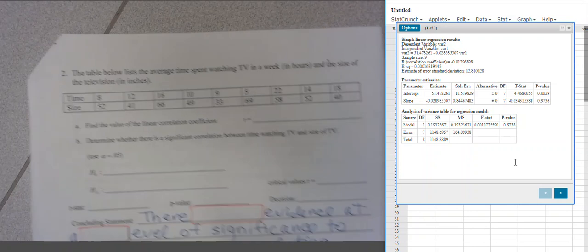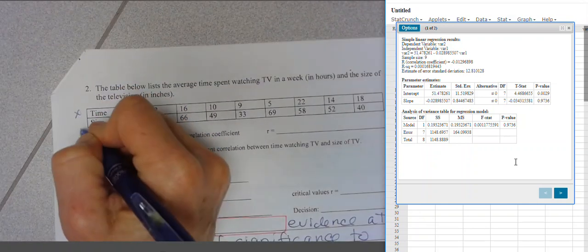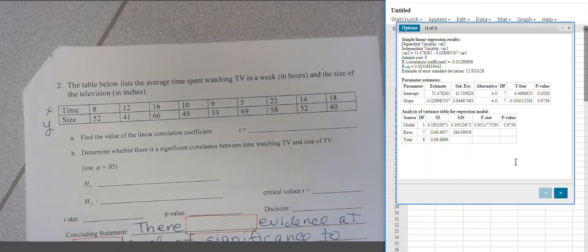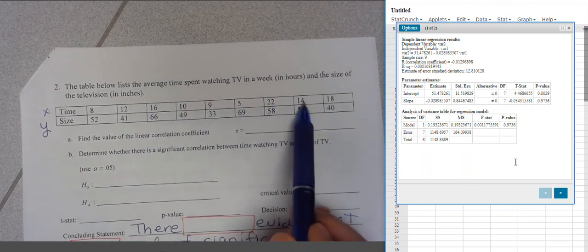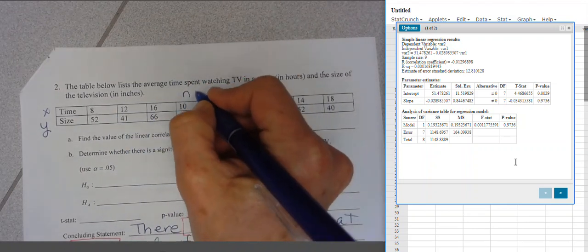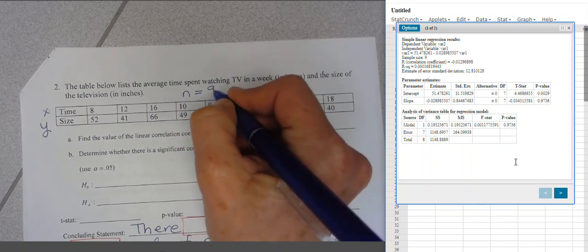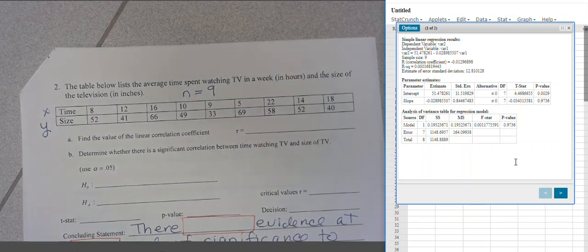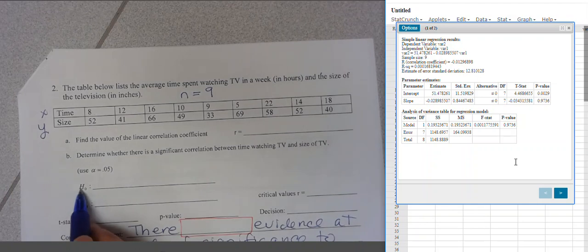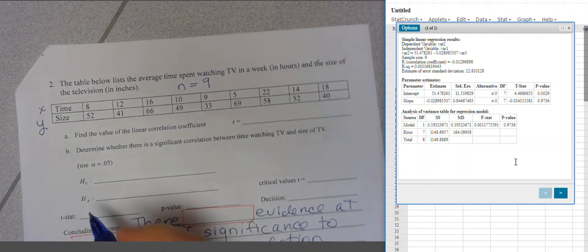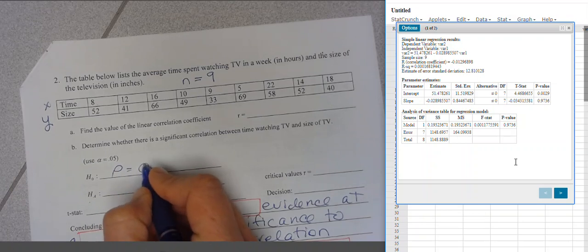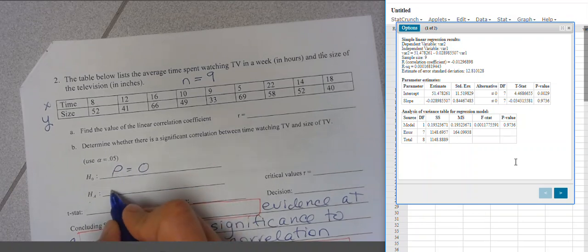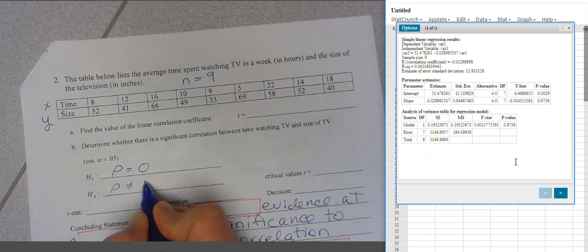So let's just jot down a few things here. This is our X value, and this is our Y value. We have 1, 2, 3, 4, 5, 6, 7, 8, 9 pairs of data. So we would say that N is equal to 9. And let's go ahead and get the null and the alternative. We always set that up as rho is equal to 0, or rho is not equal to 0.